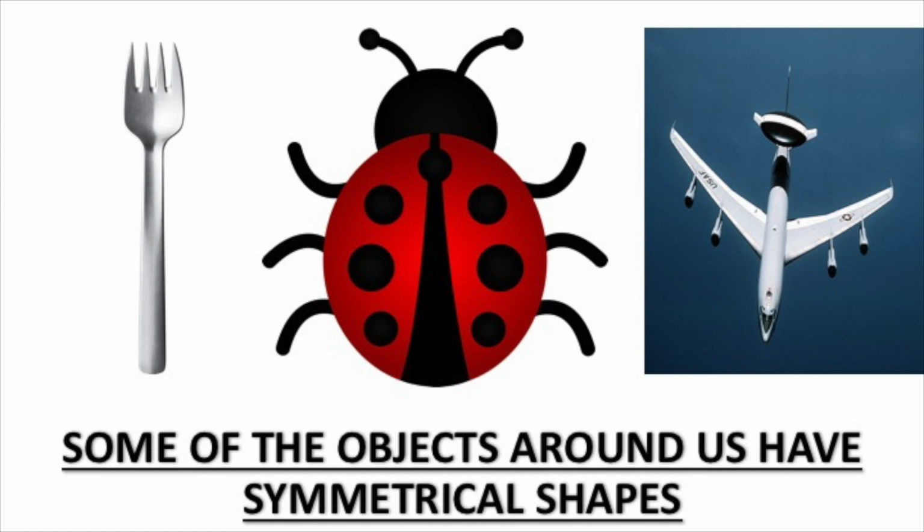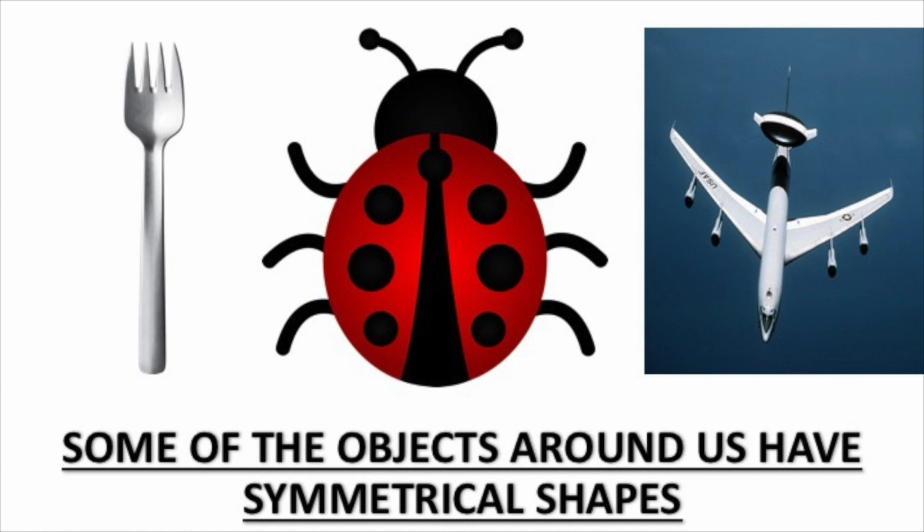Some of the objects around us have symmetrical shapes. Yes, it doesn't just have to be shapes that we learn on the board. It can be real-life objects. Like, what's this object you use to eat your food? Fork. You see, if we draw a line down the center of the fork, will it be symmetrical? Yes, it will look the same or equal on both sides.